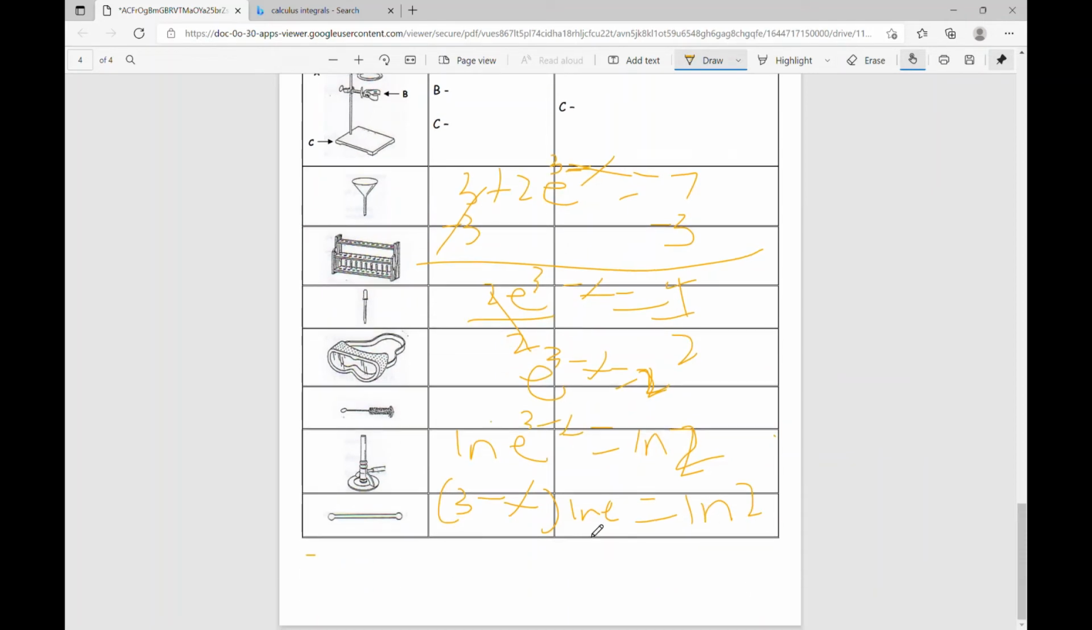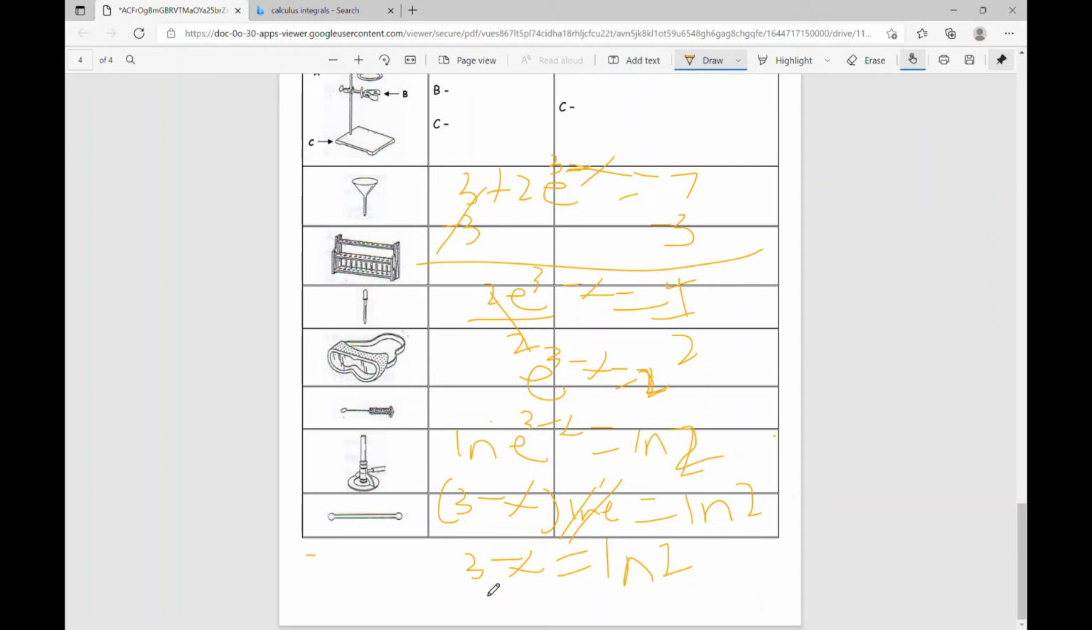Now ln e is 1, so that will just disappear. That's just 1. So this is just going to be 3 minus x. Don't need the parentheses anymore because it's not really going to be grouped. 3 minus x is equal to ln 2.